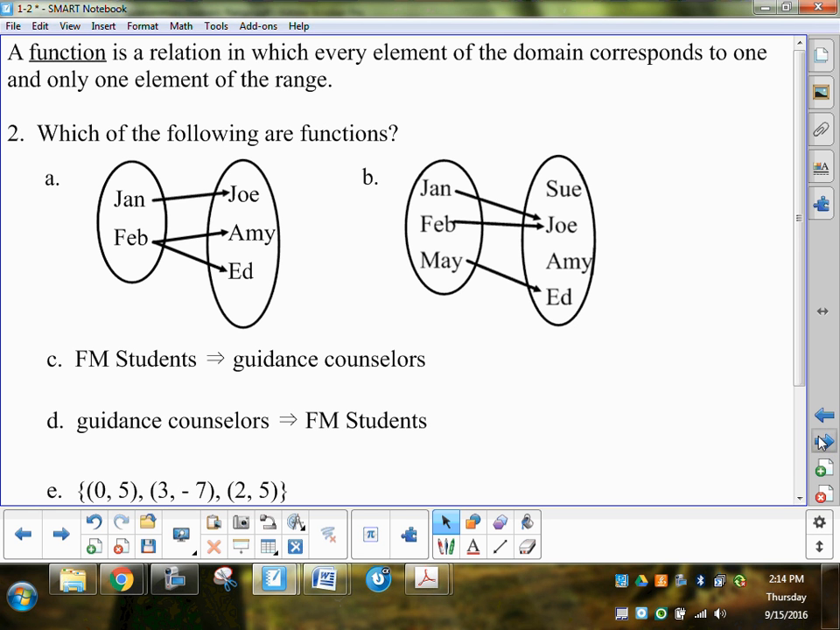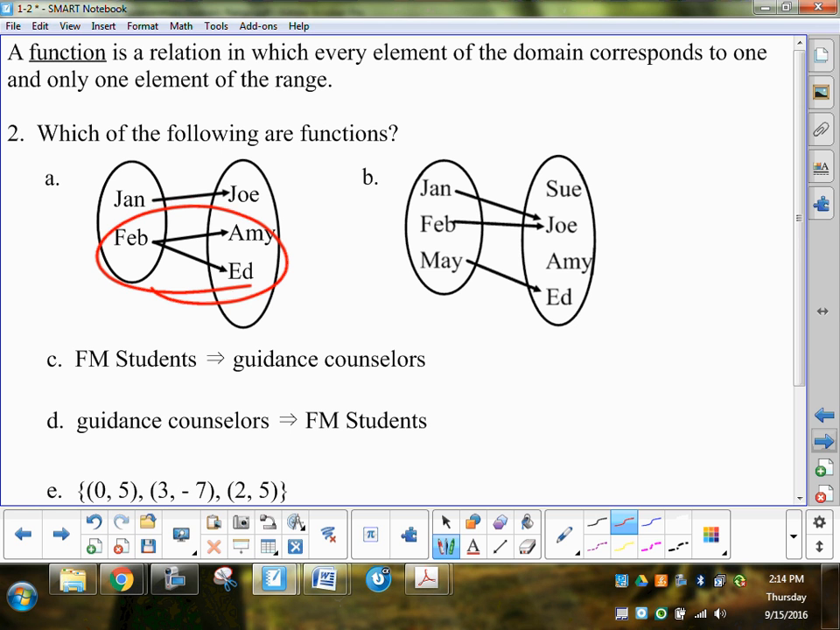Why not? Because February is used twice. The input of February has two outputs. If an input has two outputs, it is not a function.